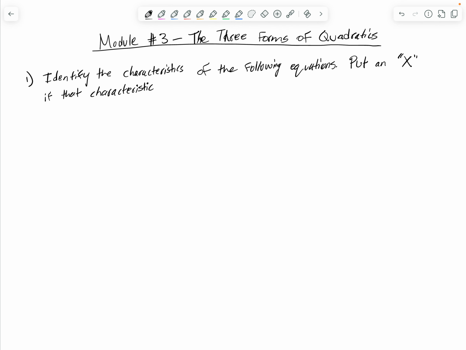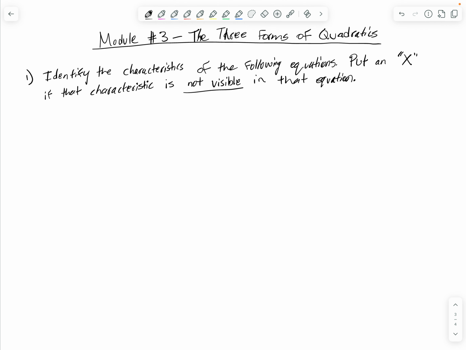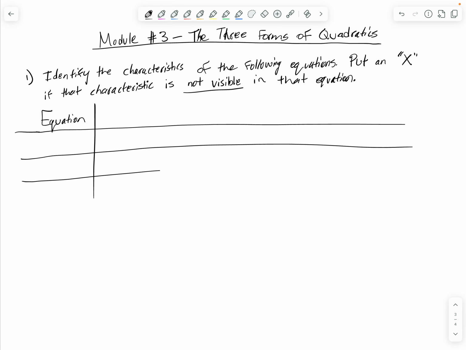Characteristic is not visible in that equation. Once I write out the equations and the formatting of the question, you'll see what I mean. So we have a table. I have equation, and then I have a few columns. I'm going to have the equation here, and I'm going to have 3 equations: 1, 2, and 3.